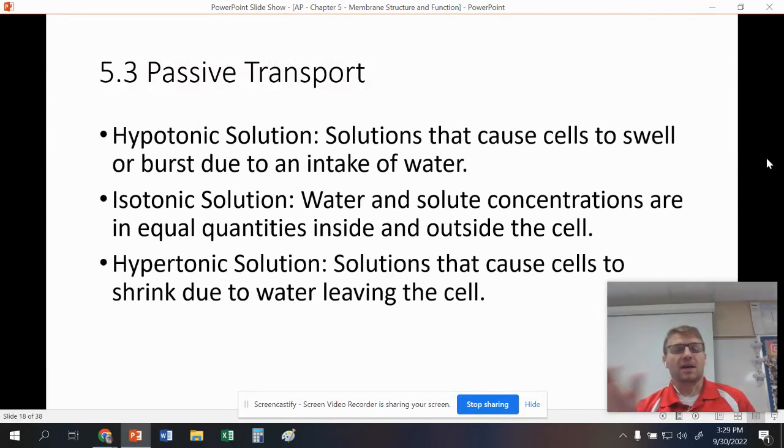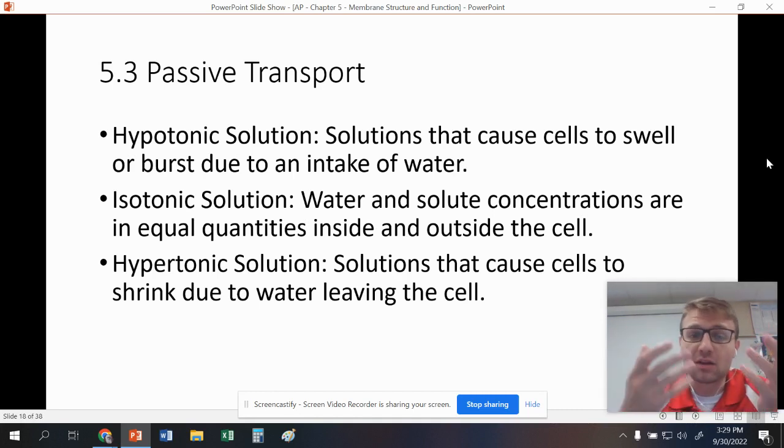Now, there are three types of solutions when we're talking about osmosis. We have hypotonic, isotonic, and hypertonic. Hypotonic solutions. These are solutions that make whatever, like a cell or whatever we're looking at, swell, and they can actually burst sometimes if there's so much water going into the cell. I think hypotonic, I think that O, and think the cell gets bigger.